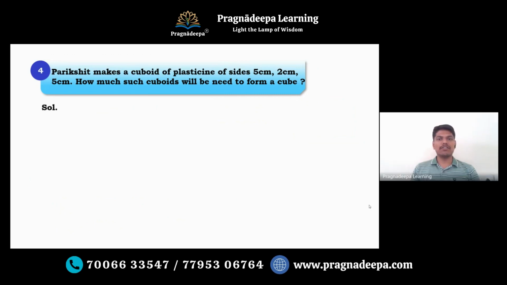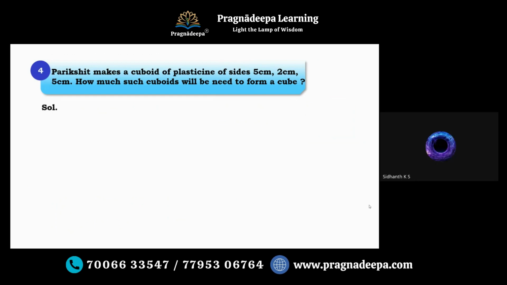Parikshit makes a cuboid of plastic can of size 5 centimeter, 2 centimeter, and 5 centimeter. How many such cuboids will be needed to form a cube? See, actually, the practical application is the cube. Sir, it was 3 cubes, so 3 plastic sides. Okay.